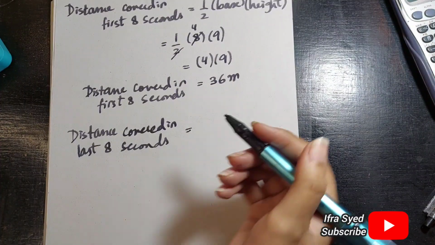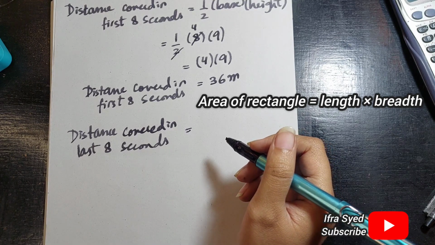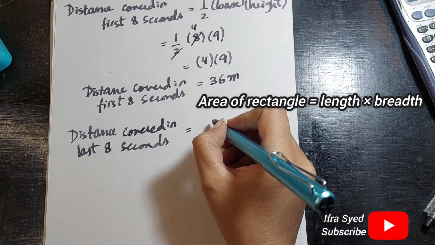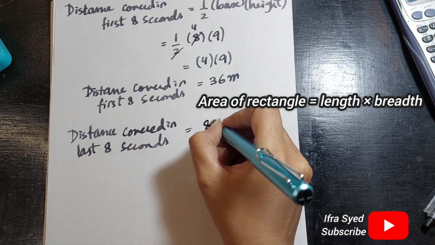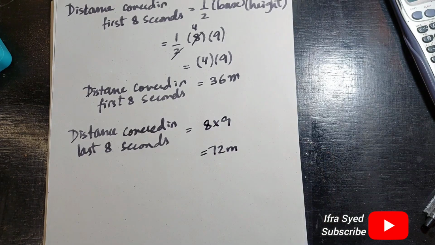So the distance covered in the last 8 seconds will be equal to the area of the rectangle, which is base into height. Our base is 8 and height is 9. So 8 into 9 is equal to 72 meters. So the distance covered in the first 8 seconds is equal to 36 meters, and the distance covered in the last 8 seconds is equal to 72 meters.